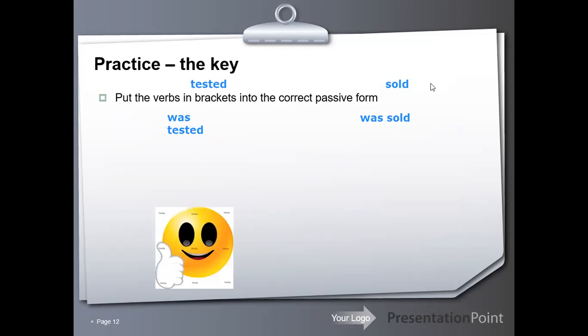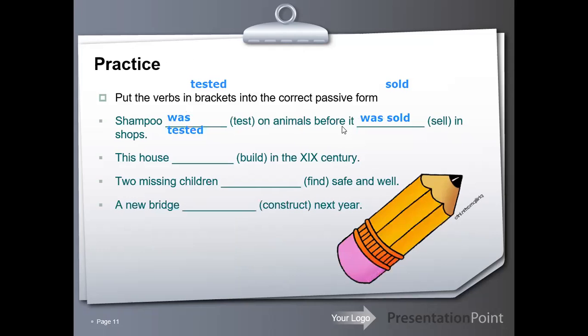Vamos a ver cómo está la respuesta. Quiero mostrarles algo. Okay. Can you see there? Shampoo is tested. It is sold. Miren. Nosotros arriba lo pusimos en pasado, pero aquí nos está dando la opción en presente. ¿Por qué será? Is tested, is sold. Y nosotros le pusimos was tested, was sold. This is a general truth.